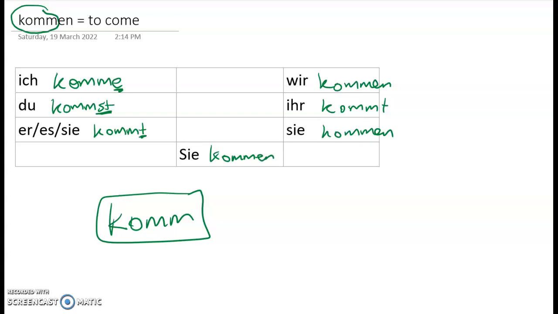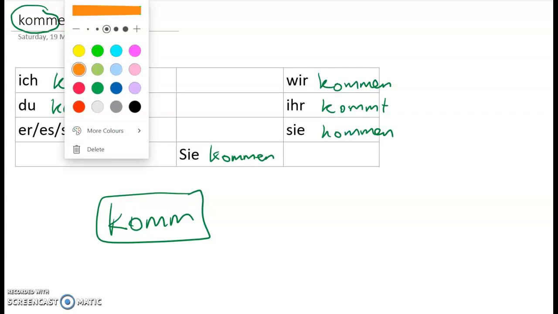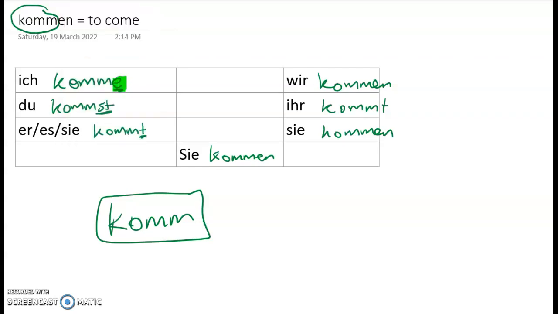So these endings are the way we form our German verbs. Komme, E for ich, kommst, ST for du, kommt, kommen, kommt, kommen, kommen. Let's have a look at some of the other ones.